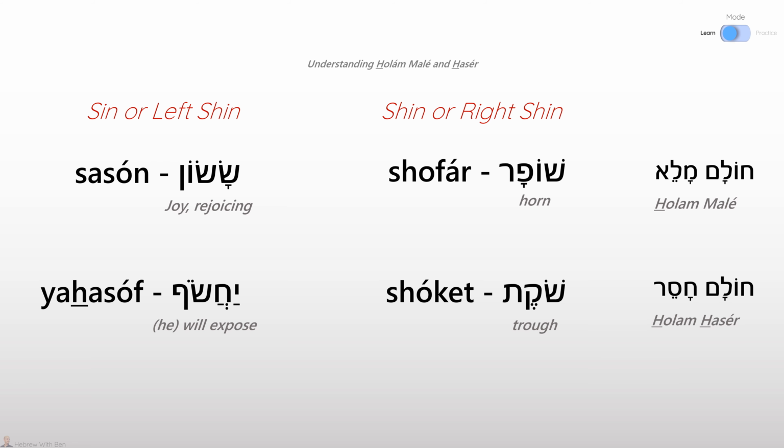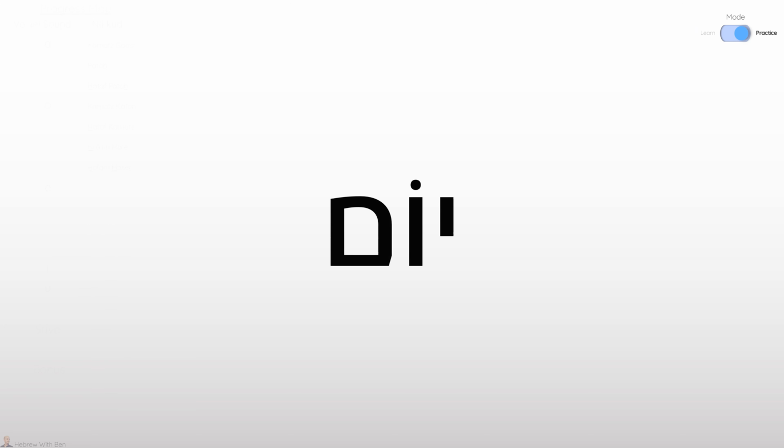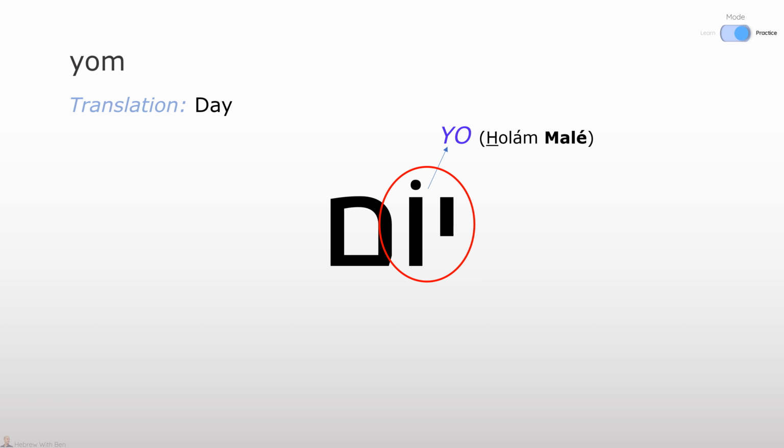That is it for the special case of the letter shin. Let me show you more examples with different consonants. The word yom. You can see the letter yod decorated with cholam maleh. How can we tell it is a cholam maleh? The vav with the dot on top of it.